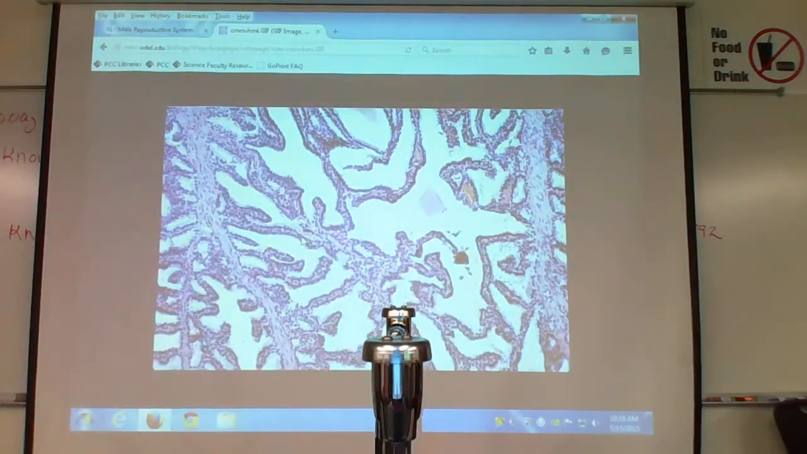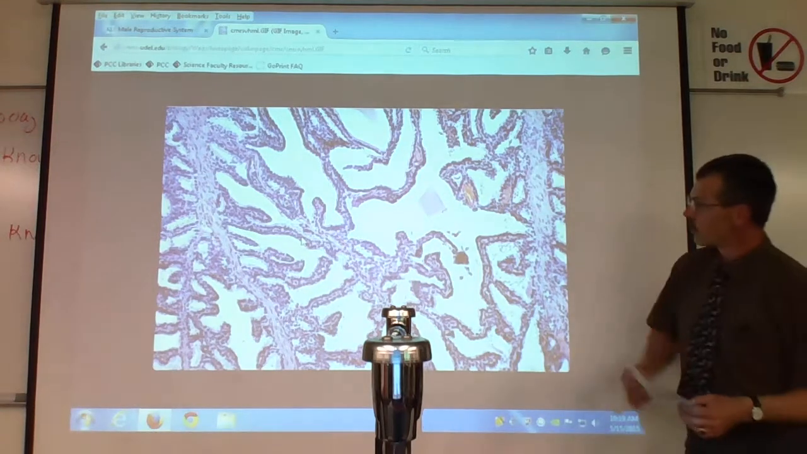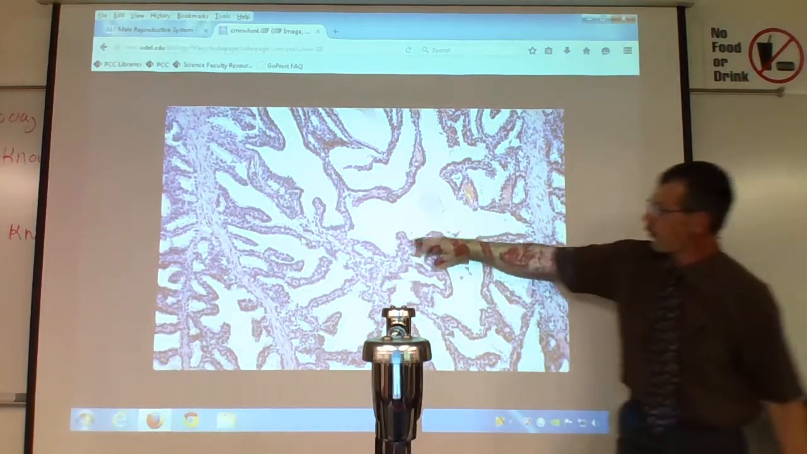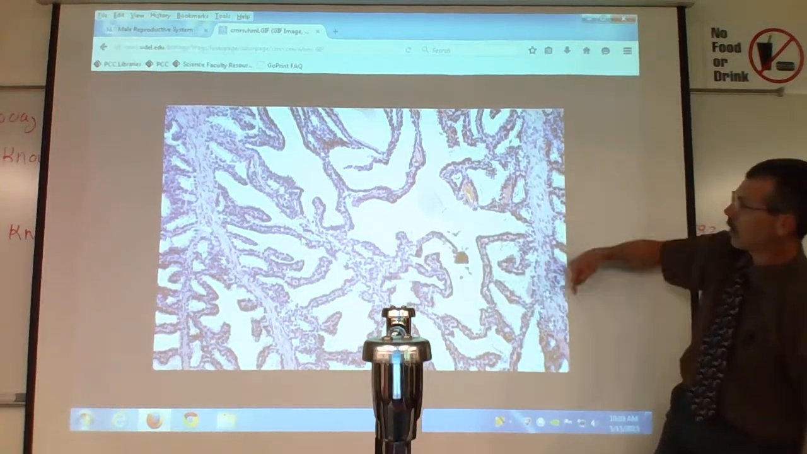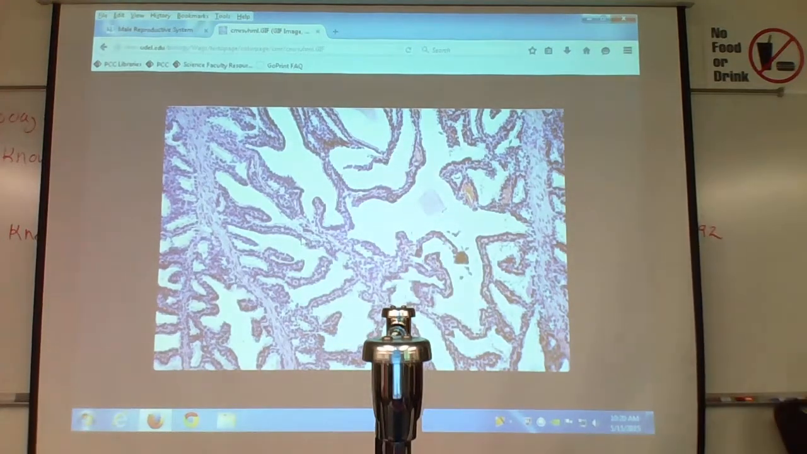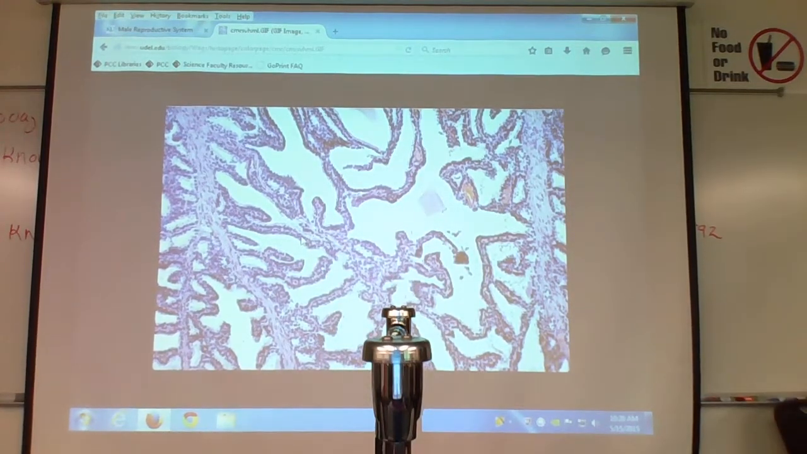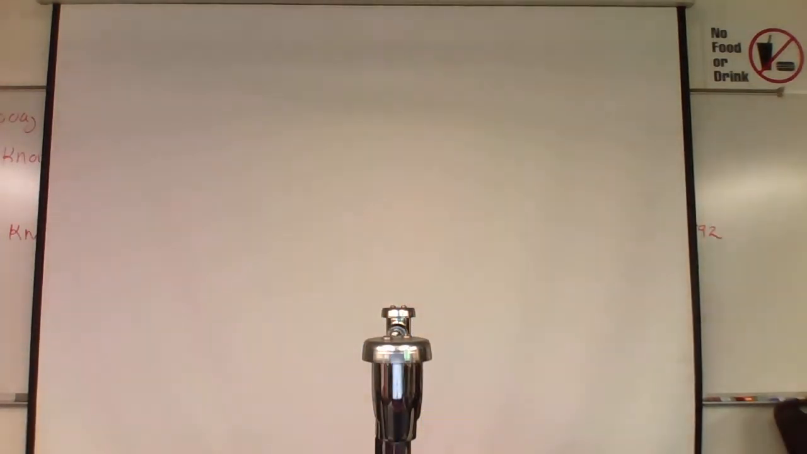Name and claim it. Seminal vesicle. How'd you know? Sponge. Mucosal folds. There's some smooth muscle over here. Looks like a weird-looking sponge. Very good. Too easy. Yeah? Let's try.